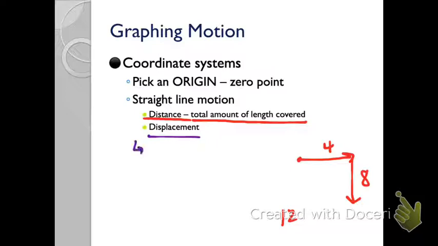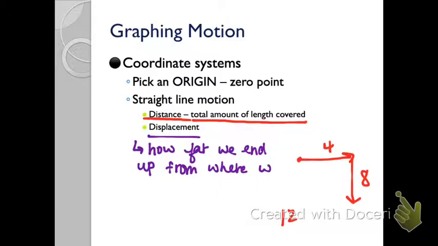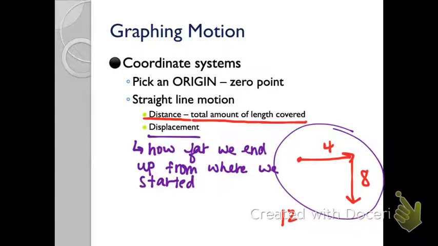Displacement, the definition for displacement is how far we end up from where we started. Okay, that's not the book definition of it, but that's what I think the most simplistic definition of it is. How far we ended up from where we started. So how is that different from distance? In this example, how is that different from distance?